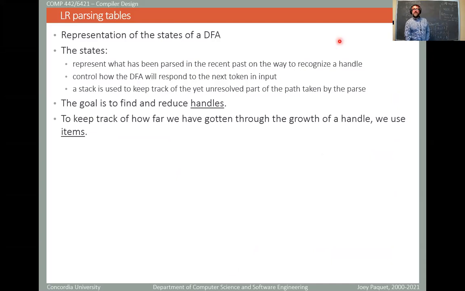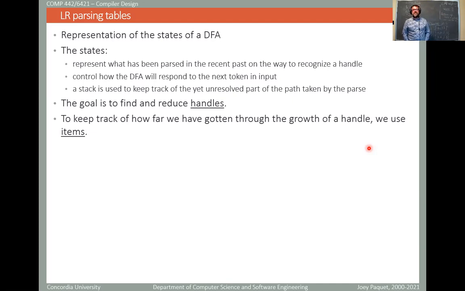So what is this table? It's essentially a state transition table. The table is a representation of the states of a DFA that you are constructing. So you are essentially transforming the rules of your grammar into a DFA. So what are the states? Because you're transforming a grammar, using the right-hand sides and left-hand sides of a grammar to transform it into a set of states.